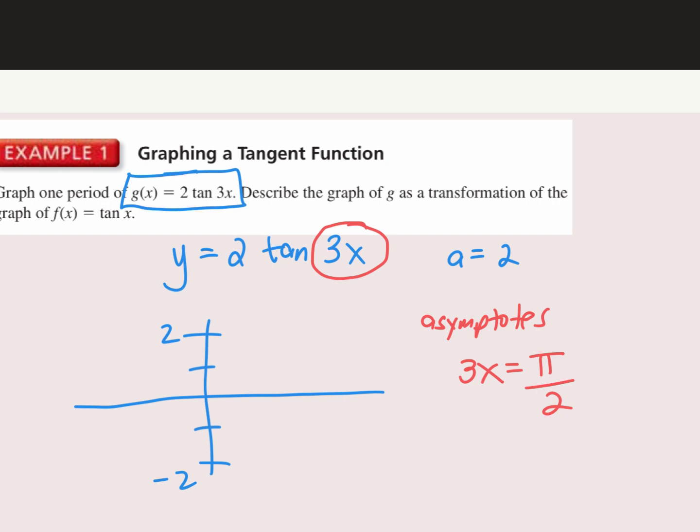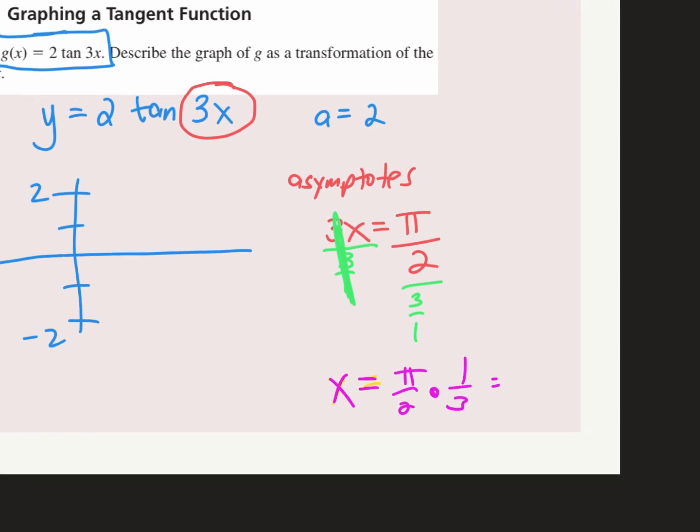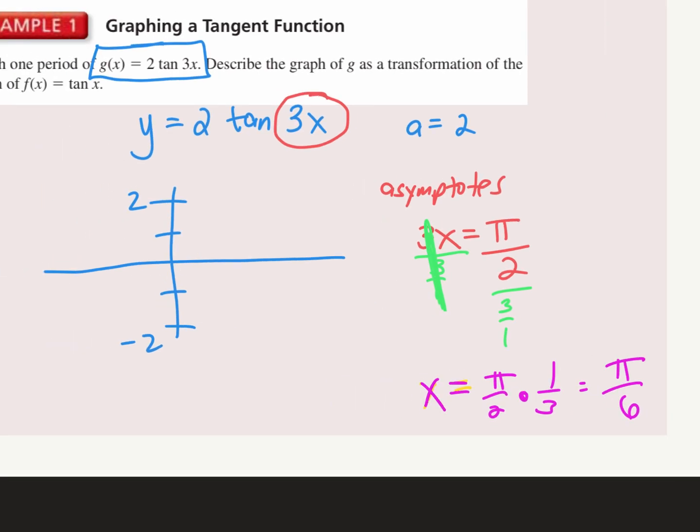So how do I do this? I'm going to divide both sides by what? 3 over 1. Guys, when you divide by 3, it's the same as doing what? Multiplying by what? So it's pi over 2. We keep, change, flip. So where do I have an asymptote? I have an asymptote at pi over 6, correct? You guys see how I got that? Okay, so I have an asymptote right here. I'm going to write pi over 6.